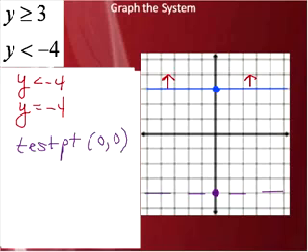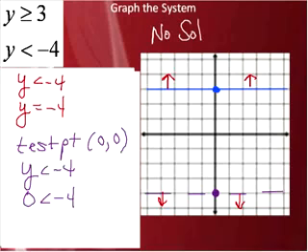I'm using just the y value, so for y less than -4, I'm substituting the 0 in. Is 0 less than -4? No. So I'm shading below the line. So you can see that we have no overlapping going on for this system of inequalities. So we say that we have no solution, or the solution, you may see it written as the empty set.